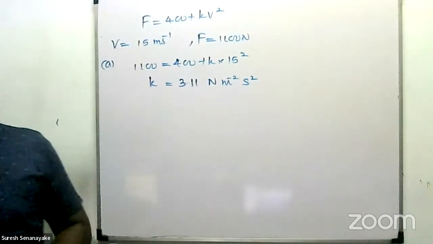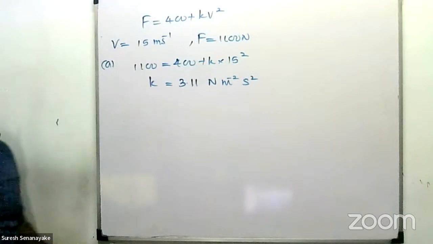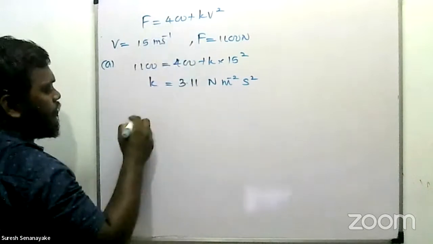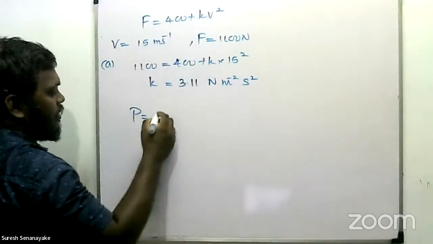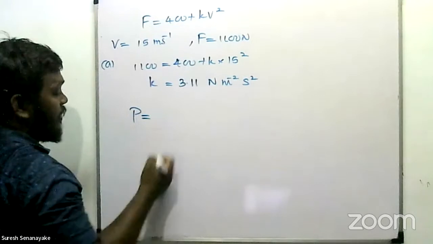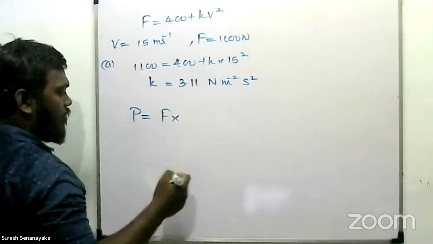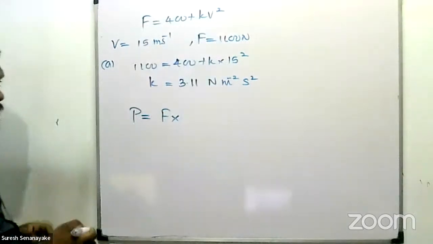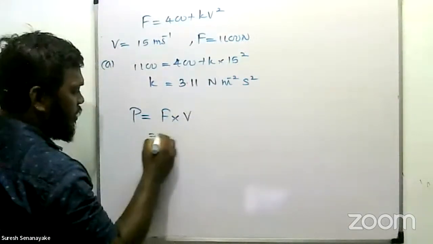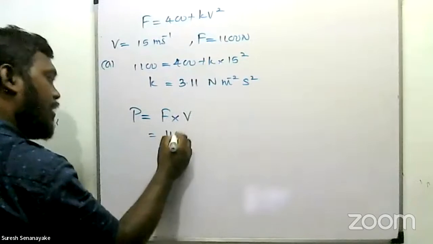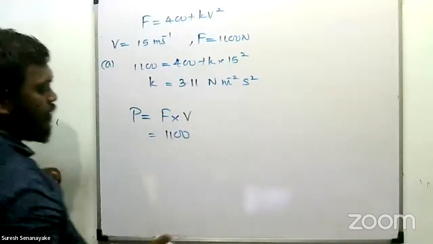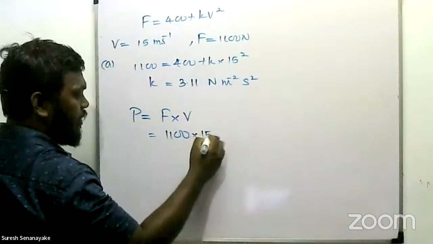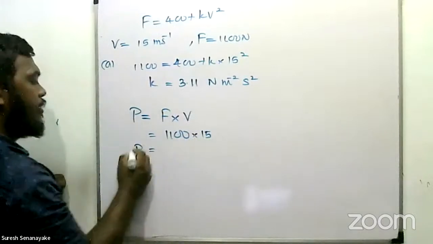The power necessary to maintain this speed is what they are asking. So then you can find the power. To maintain this speed, the total force should equal the total resistive force applied on it, and the velocity. The total resistive force in this case is 1100, this is at 15. So then you can find the power in this case.